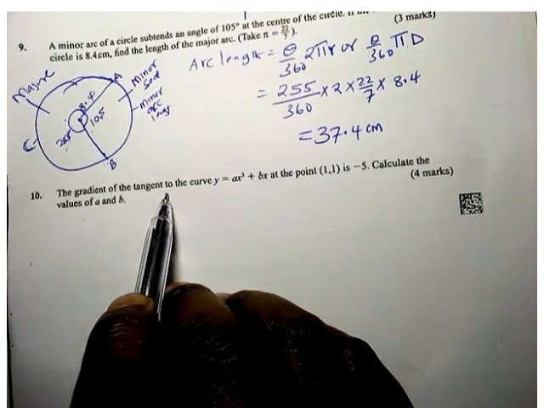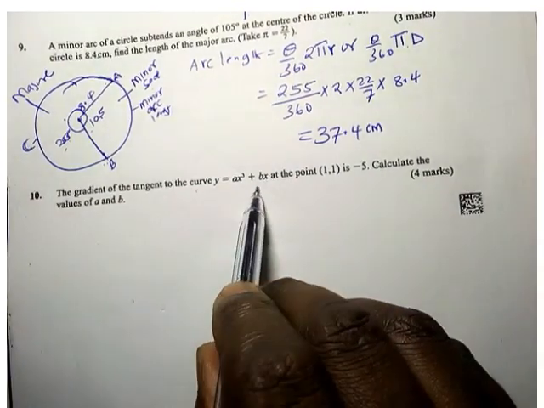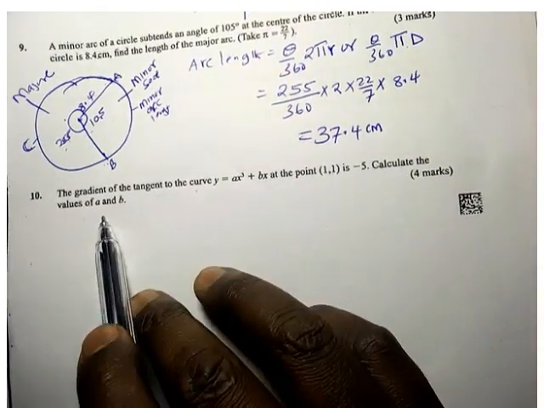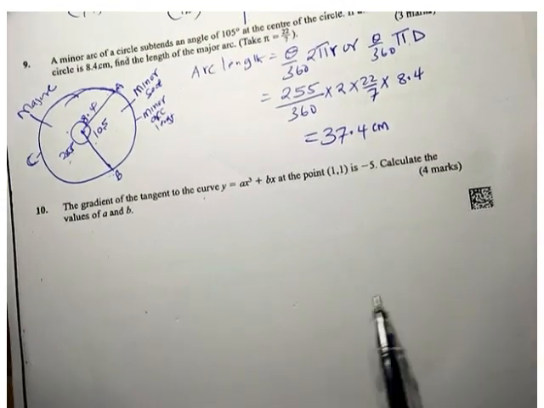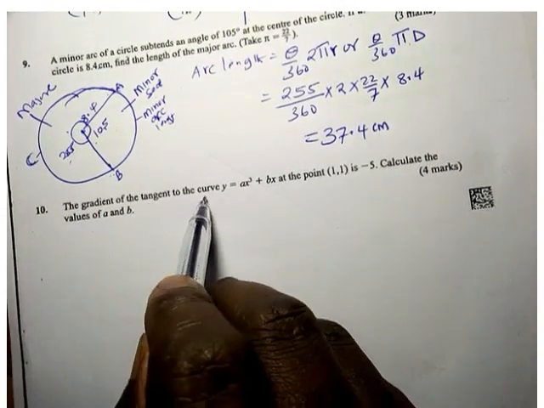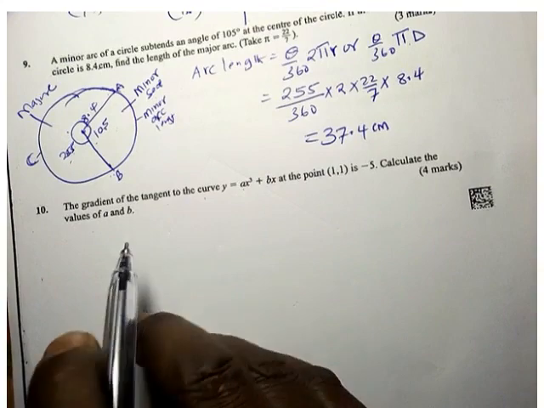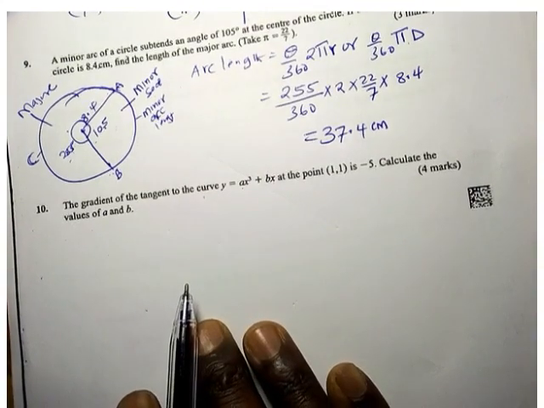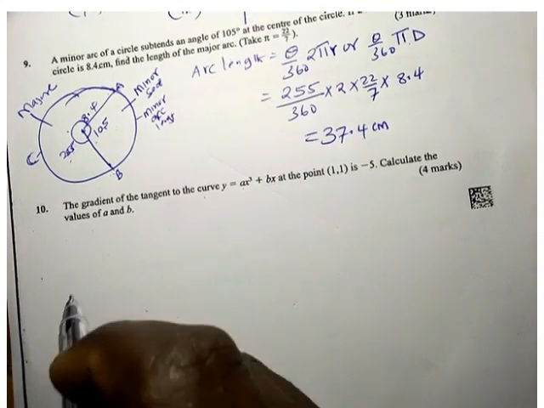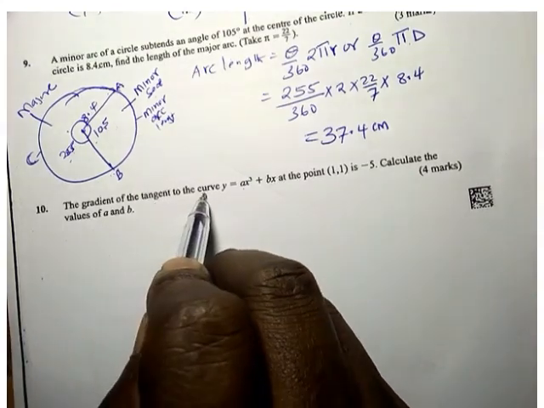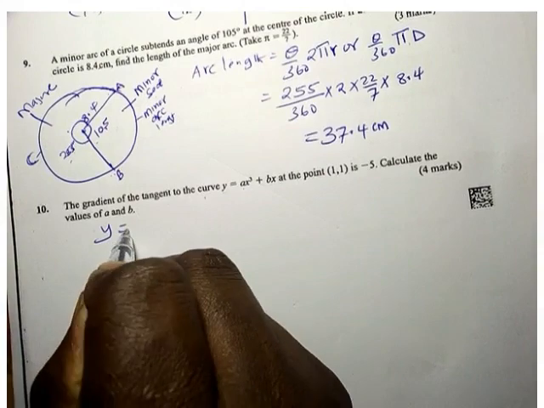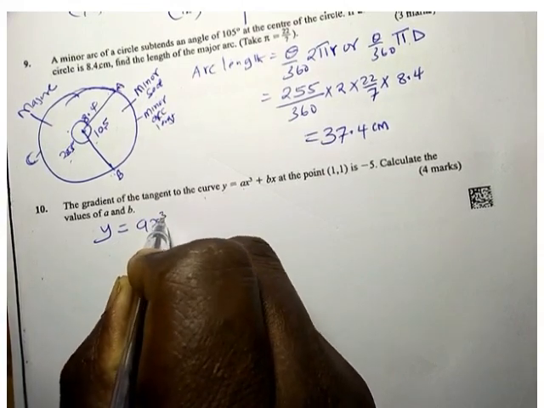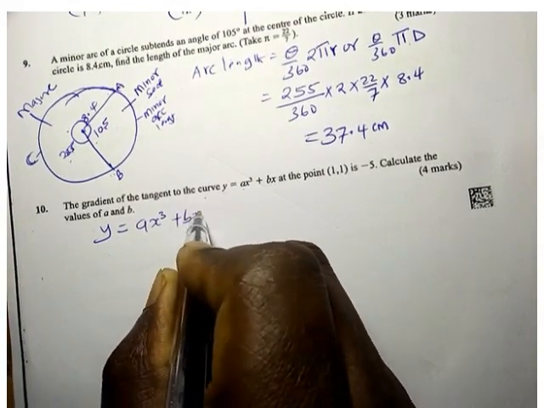The gradient of a tangent to a curve is this one. Calculate the values of a and b. So the gradient of this is the gradient. But remember, the gradient of the tangent to the curve, this is the equation of the curve. So the equation of the curve is y is equal to ax cubed plus bx.